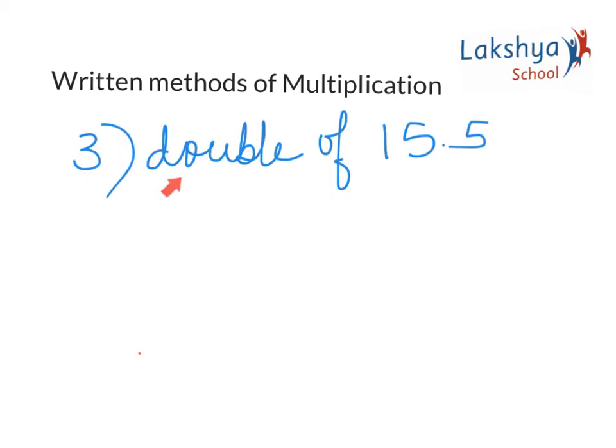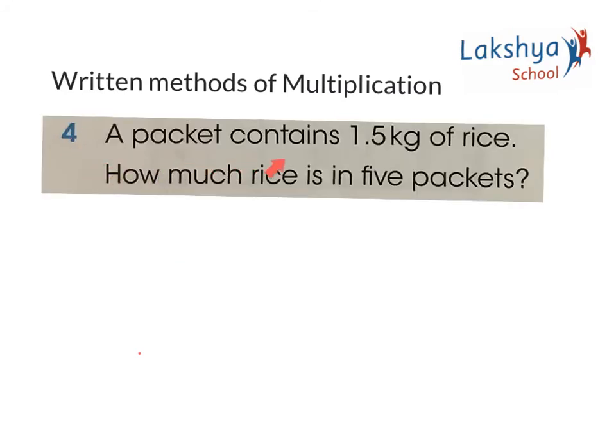We all know that double of means multiplied by 2. You can multiply 15.5 by 2. Question 4. A packet contains 1.5 kg of rice. How much rice is in 5 packs? So, one pack of rice has 1.5 kgs. We need to find it out for 5 packets. Now, multiply 1.5 by 5 to get the answer.